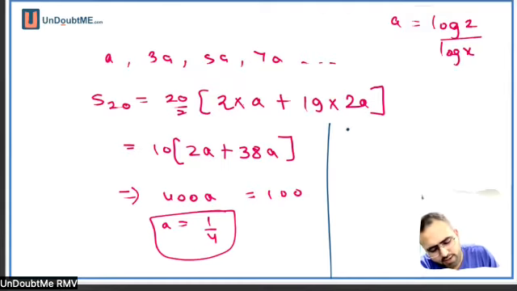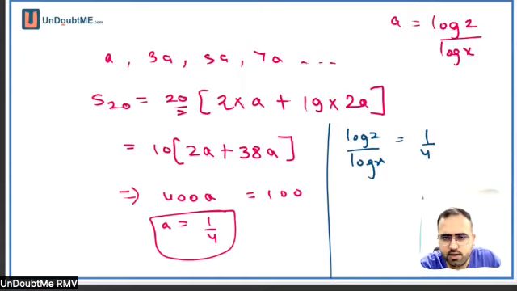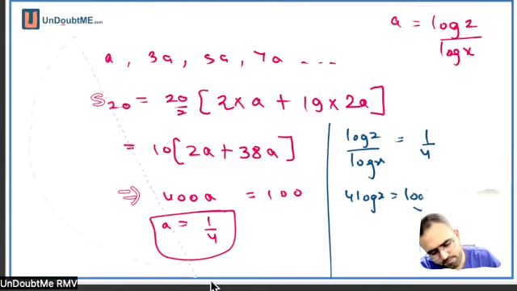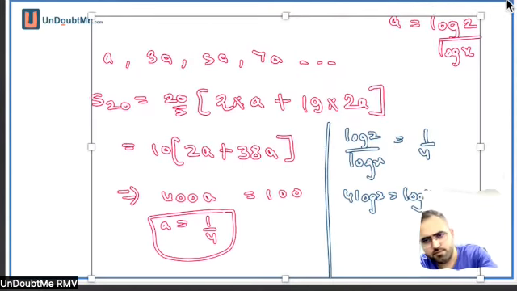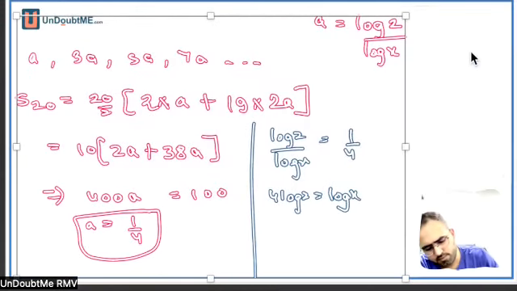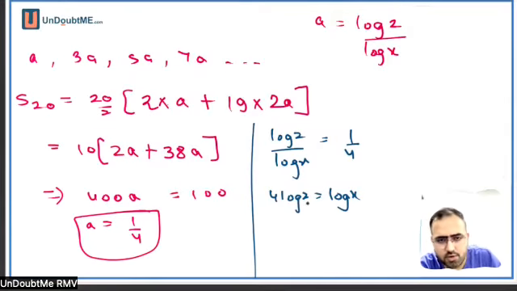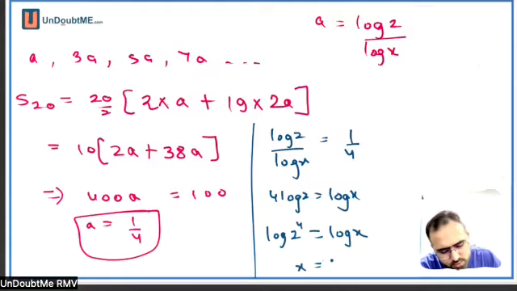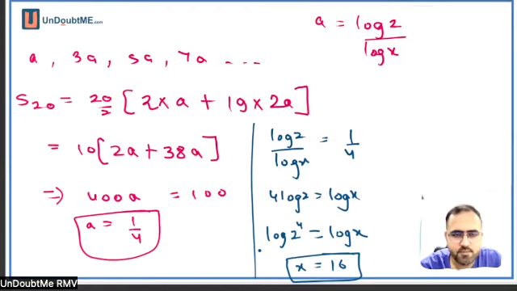And now we can put the value of a as log 2 over log x is equal to 1 by 4. Cross multiplication will give me 4 log 2 is equal to log x. 4 can go in the power of 2, so that will become log of 2 to the power 4 is equal to log x. Taking anti-log on both the side will give me x is equal to 2 to the power 4, that is 16. That's it. So if there is any doubt, anyone, you can ask.